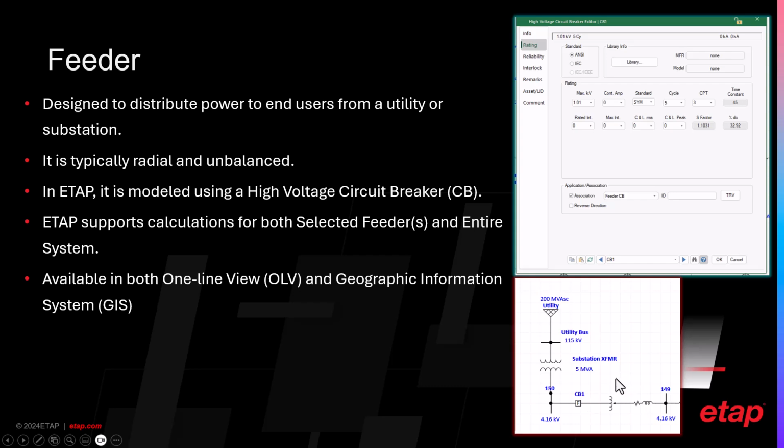Now, distribution networks often require geographic information as well to model their systems better. So we have the concept of feeder available in the one-line view as well as the GIS view. And feeder hosting capacity, as do some other calculation methods, supports calculations for just the feeder that is selected or for the entire system.